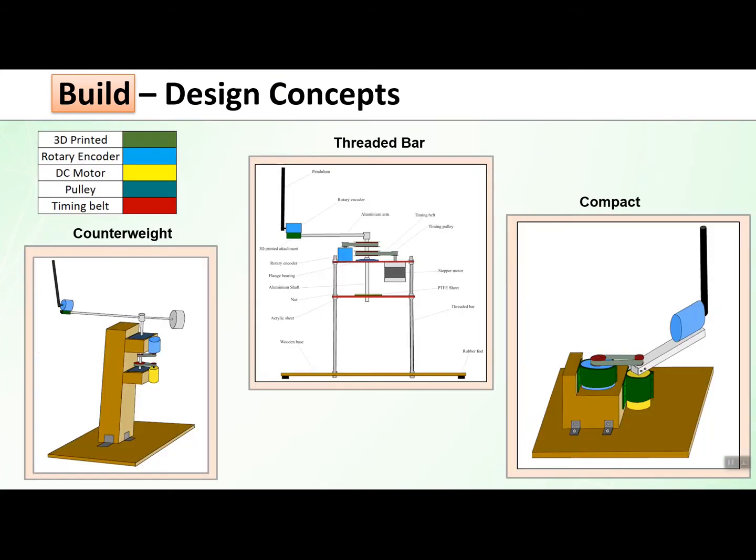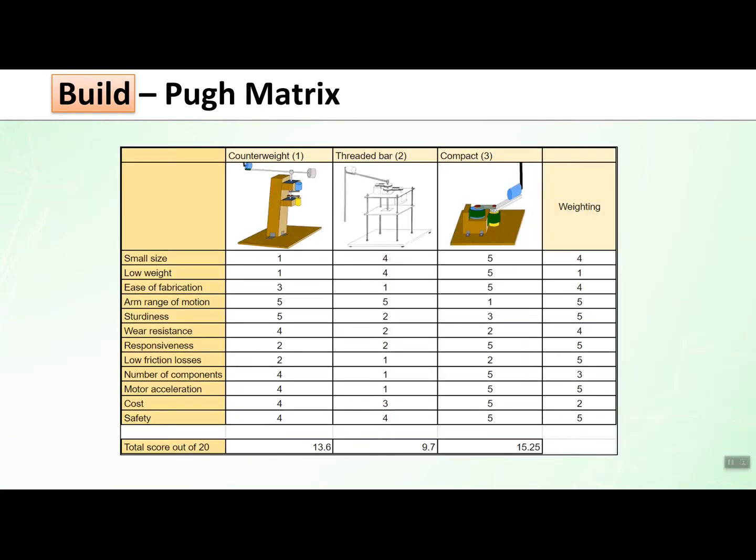Then these 3 design concepts were created: counterweight, threaded bar and compact. Each had their own advantages and disadvantages, and to decide which of these features were the most important to carry into the final design, this Pugh matrix was made. Each of these designs was ranked on various physical and performance parameters, and the compact design scored the overall highest.